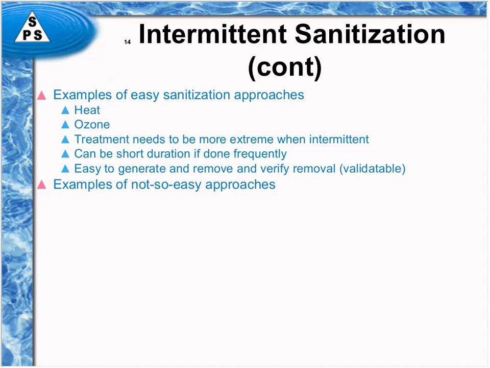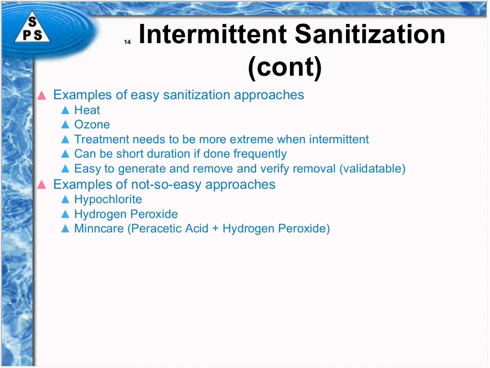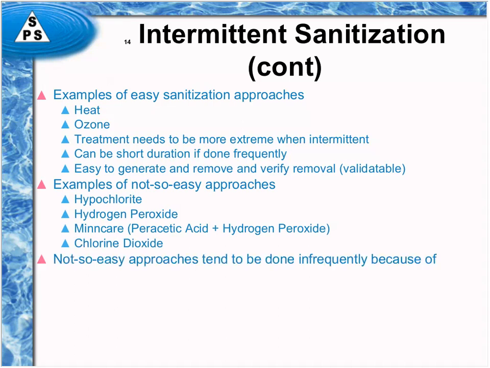The not-so-easy approaches would include using hypochlorite, hydrogen peroxide, MinCare, which is actually a mixture of peracetic acid and hydrogen peroxide, and chlorine dioxide. Even though chlorine dioxide isn't used very much, we'll talk a little bit more about it. It's probably one of the up-and-coming approaches, especially if you have extensive biofilm growth or biofilm development in the system.